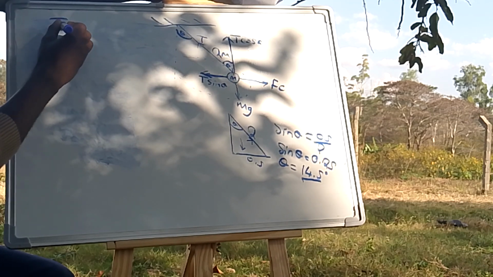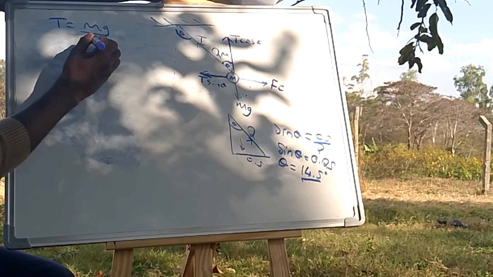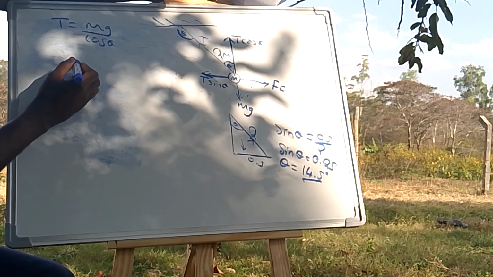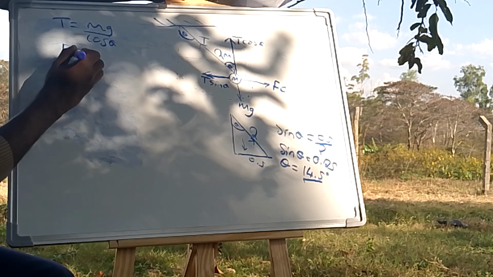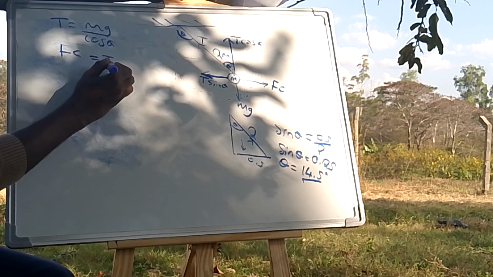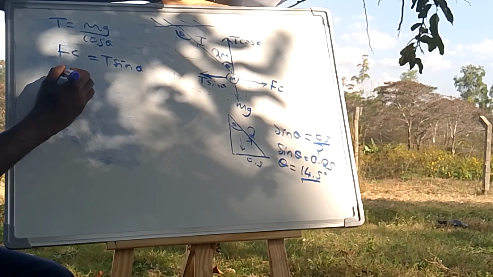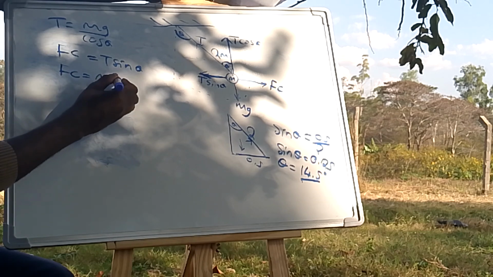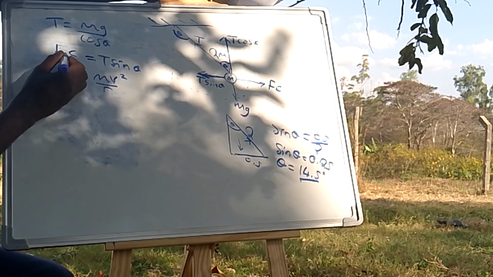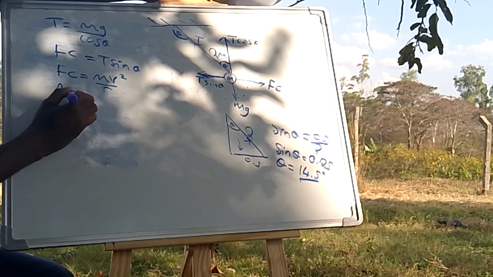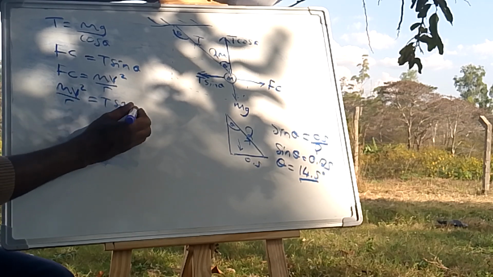So we have T equals mg divided by cos theta, and then in the horizontal forces we have Fc, centripetal force, equals T sine theta. Now, what is centripetal force? Centripetal force is given by mv square divided by r. Where there is Fc, we are going to put this. So, mv square over r equals T sine theta.